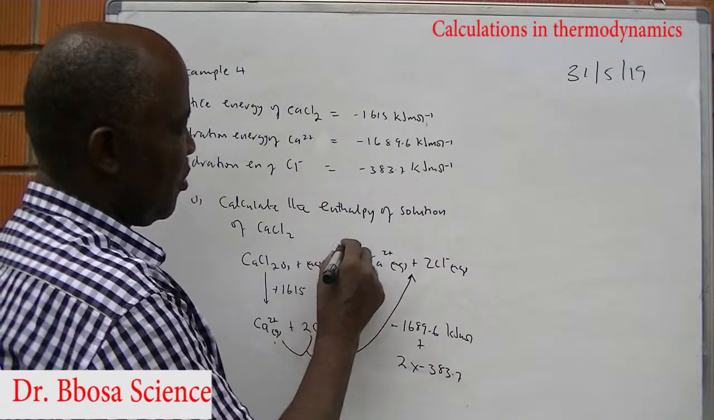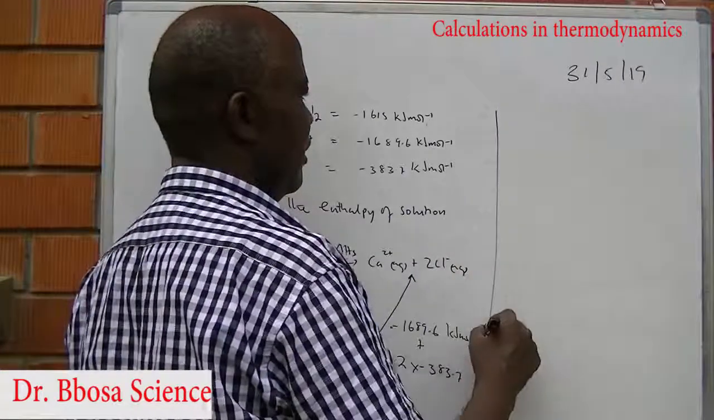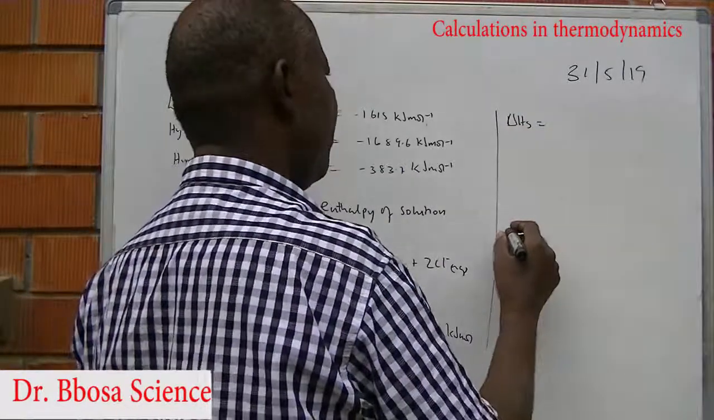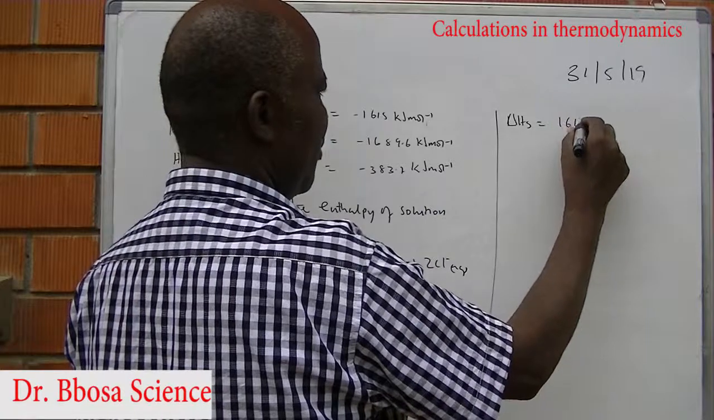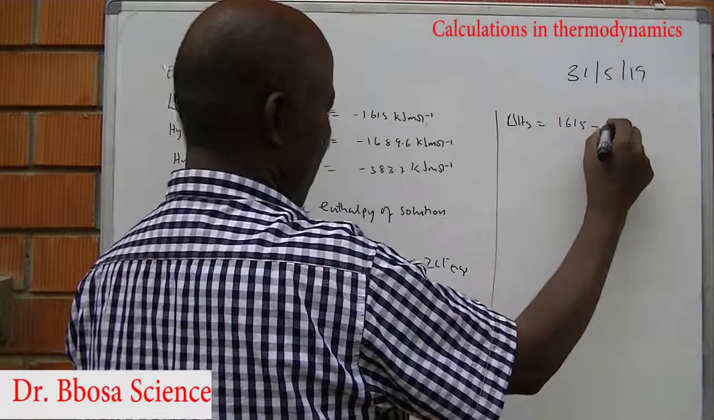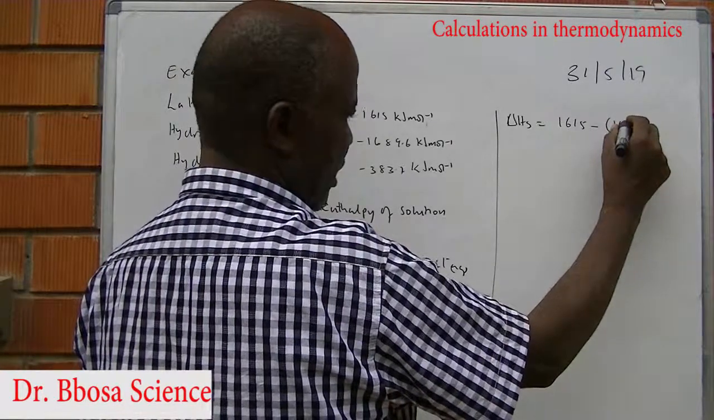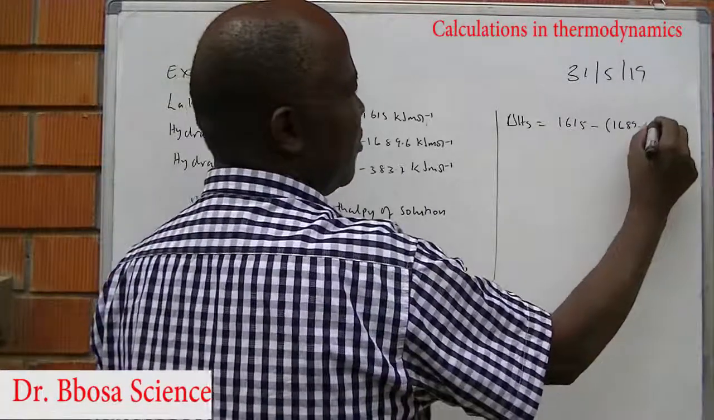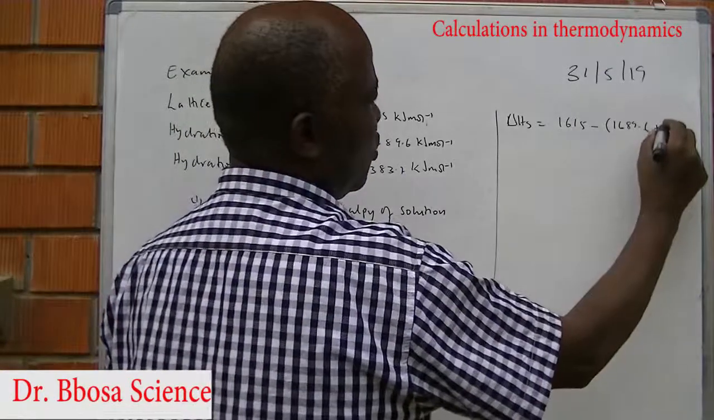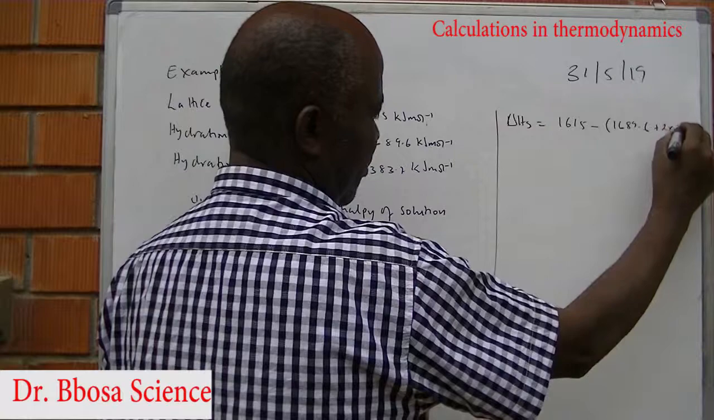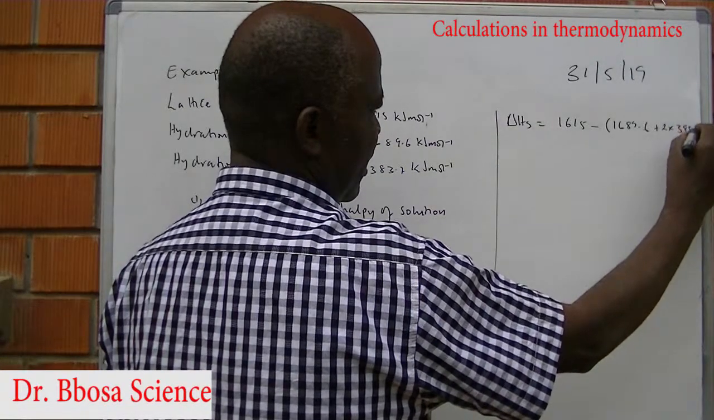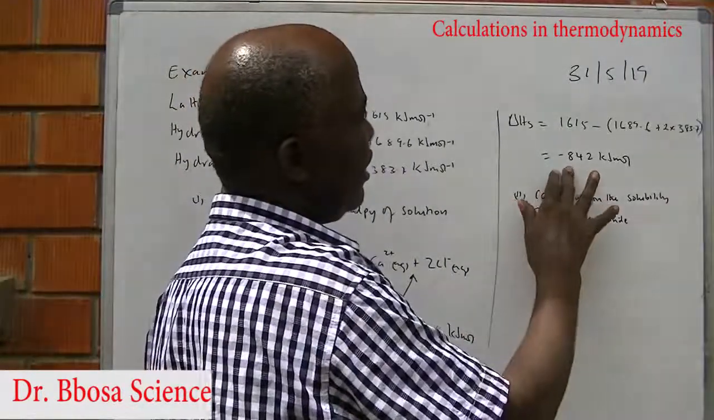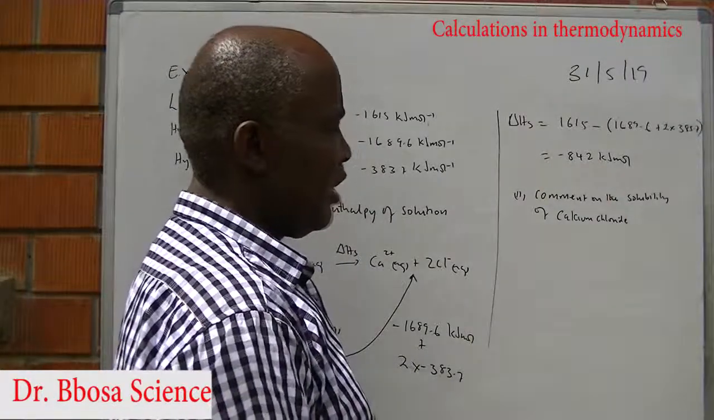383.7. Therefore, enthalpy of solution, delta H solution, will be equal to 1,615 minus bracket 1689.6, hydration energy of calcium, plus 2 times 383.7, hydration energy of chloride ion, is equal to negative 842 kilojoules per mole.